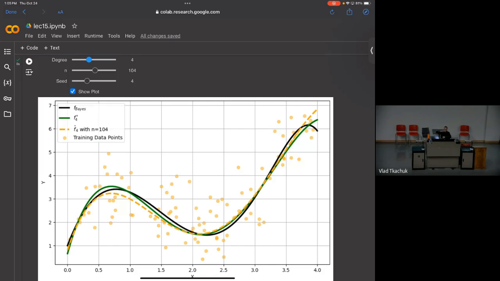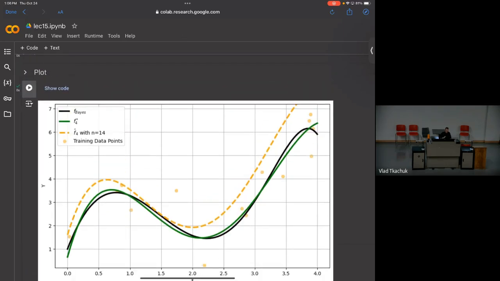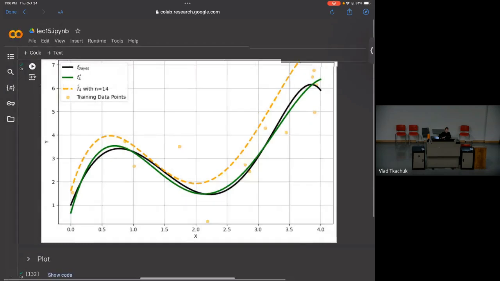Increasing the function class is going to allow F star to get closer to F base, but F hat to get further from F star. And you have to balance these two shifts. So once again, in the small data case, it's much easier to see this. What just happened? I have lost my sliders.